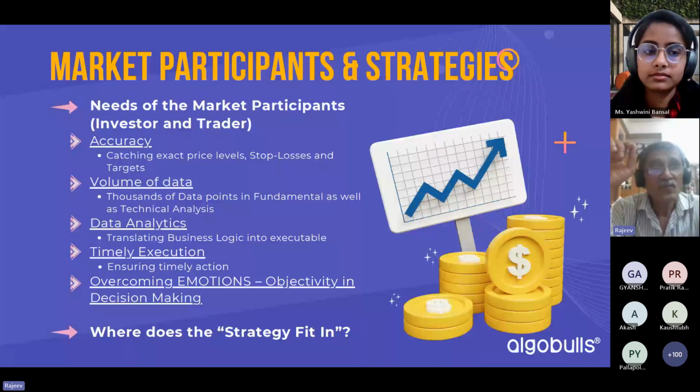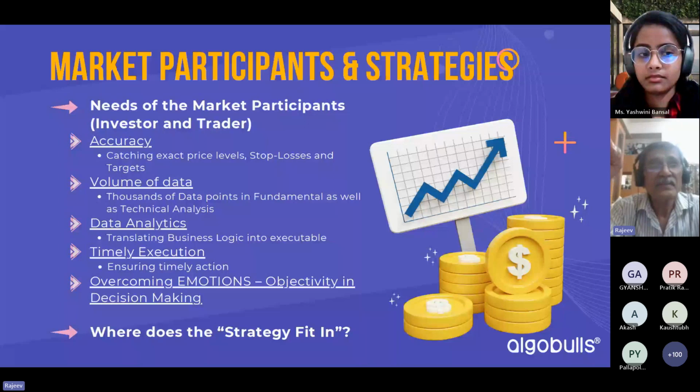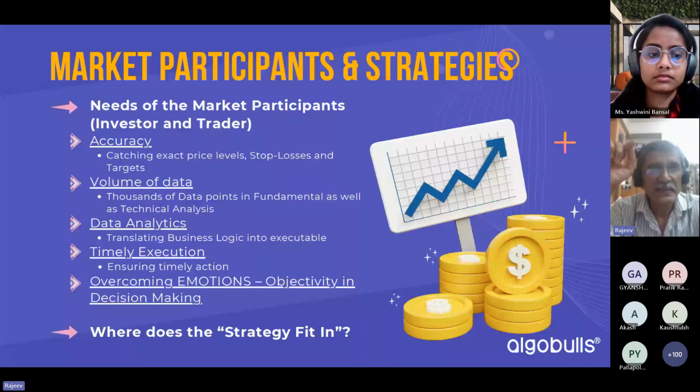The next comes volume of data. When I talked about the screeners and when I talk later about the strategies, it involves taking into consideration a large amount of data that is required to be handled in the decision making process. So thousands of data points in fundamental as well as technical areas are required to be analyzed. So that is another important aspect of investment and trading, which is required by market participants.